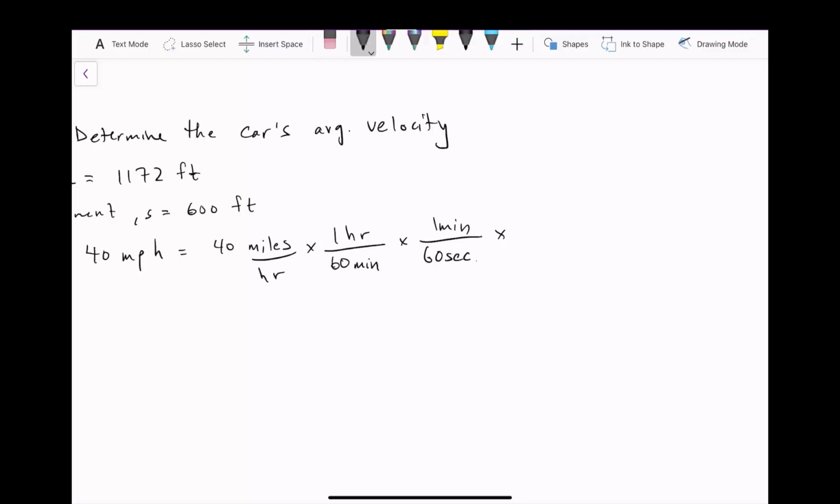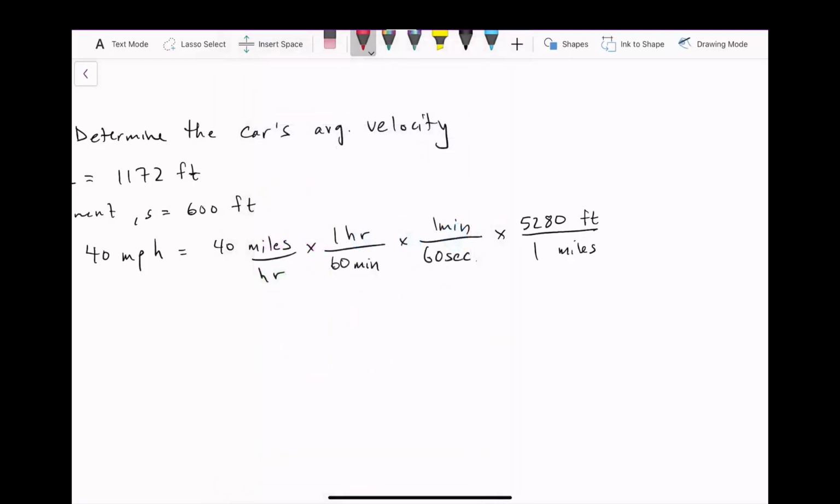So what we're going to need is we want to get rid of miles. So definitely need miles on the bottom, since the 40 miles per hour is on the top there, those miles. So we need to know the ratio here. For every mile, how many feet are there? So this is something you would have to look up. It is in the textbook. And it's 5,280 feet per mile.